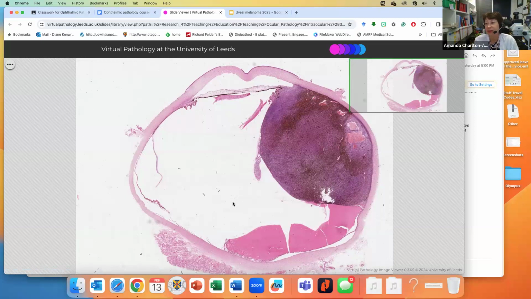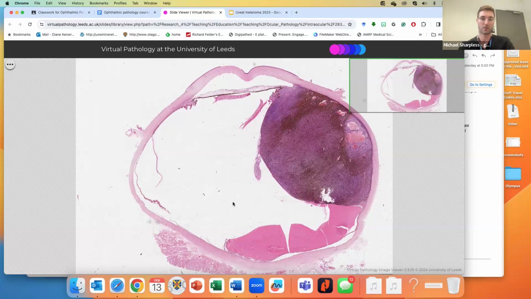Michael, would you want to elaborate on what you mean by perineural? Do you mean optic nerve or some other nerves? PNI. Oh, just like if there's involvement of like scleral nerves. Okay.